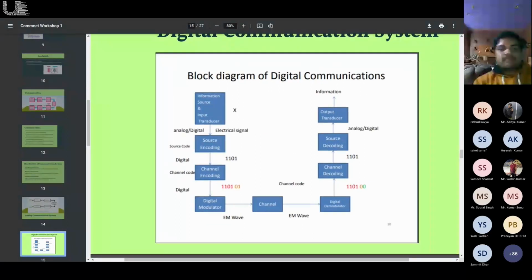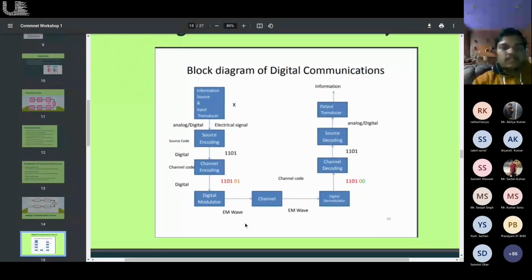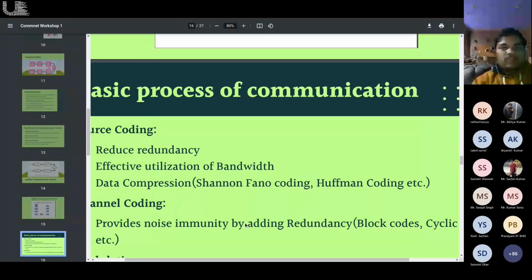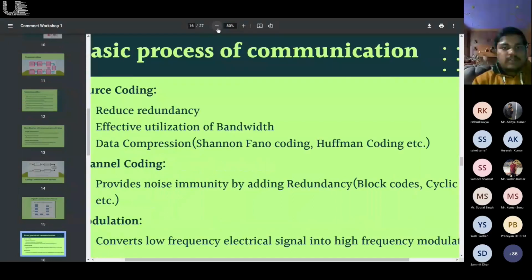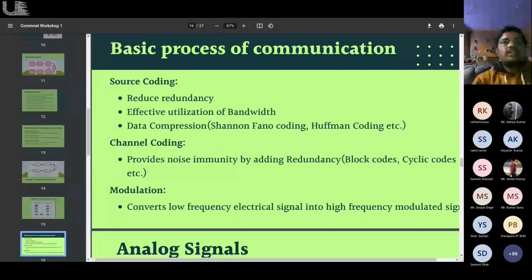Bhaiya, what is encoder and decoder? Yeah, we will be discussing that in the next slide. So source coding. The encoder is converting your message into something which is not actually your message, it is something else, which will be transmitted. And the decoder does the reverse process of source encoding.